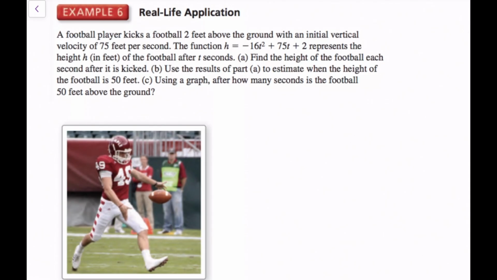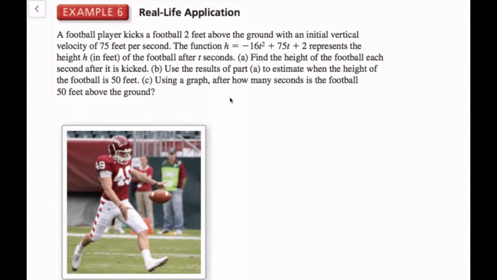All right, so for example 6, we have a football player kicks a football 2 feet above the ground with an initial vertical velocity of 75 feet per second. The function h equals negative 16t squared plus 75t plus 2 represents the height h in feet of the football after t seconds. A, find the height of the football each second after it is kicked. B, use the results of part A to estimate where the height of the football is 50 feet. And then C, use a graph to find after how many seconds the football is 50 feet above the ground. So that's a lot, okay?